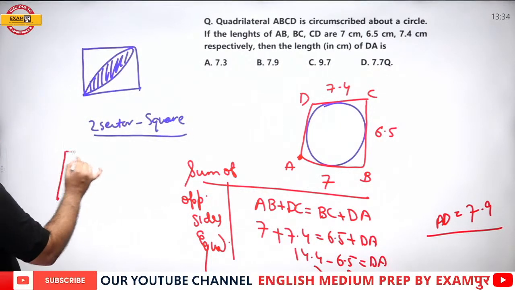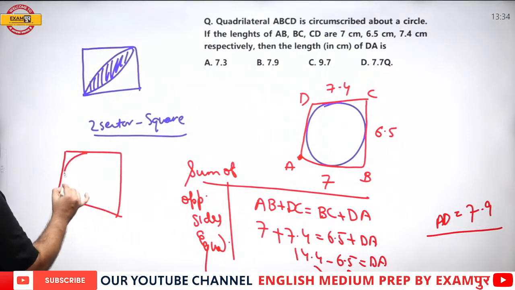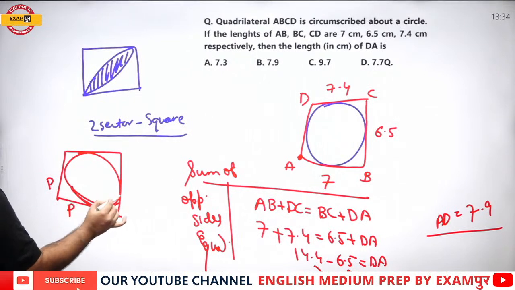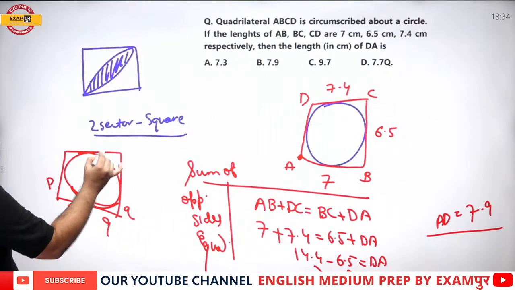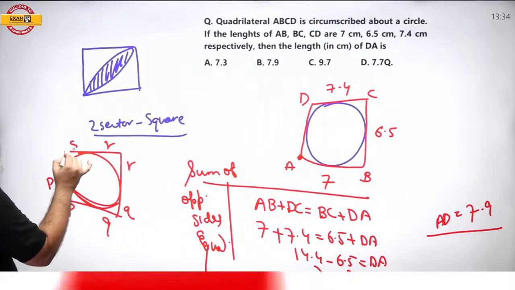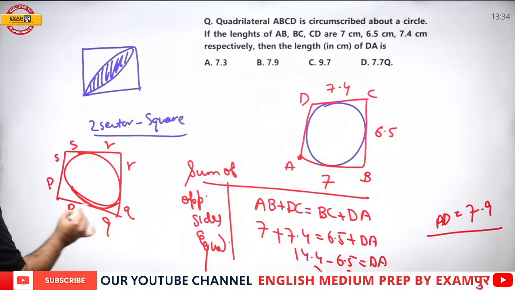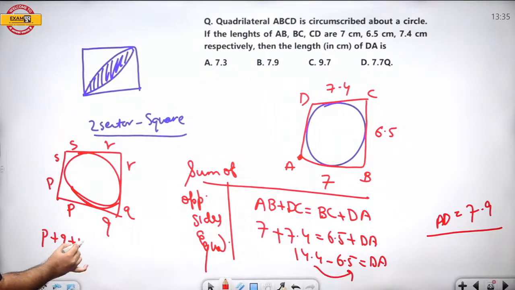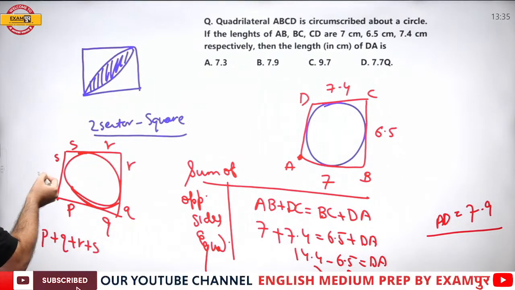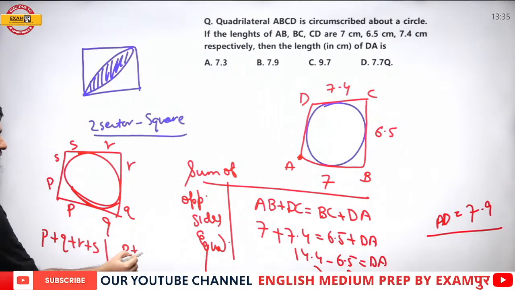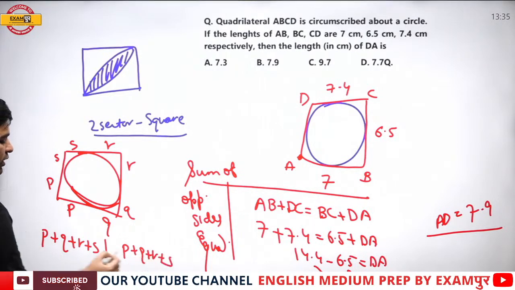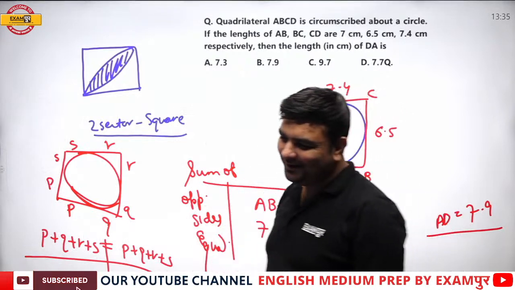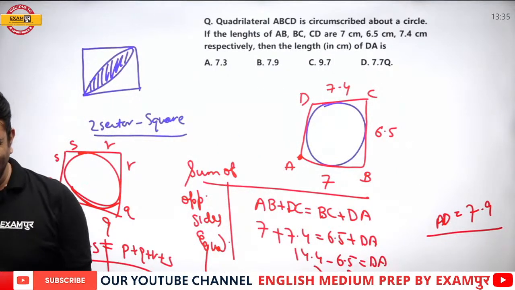The proof lies over here. Let's suppose this is P, then this is also P. This is Q, then this is also Q. This is R, then this is also R. This is S, then this is also S. What is the sum of opposite sides? P plus Q plus R plus S. And what is the sum of these two opposite sides? P plus Q plus R plus S. So they are equal to each other. Okay, the proof is also done.